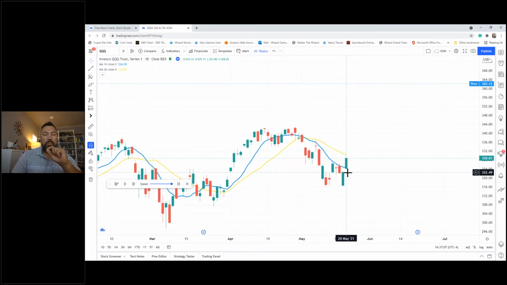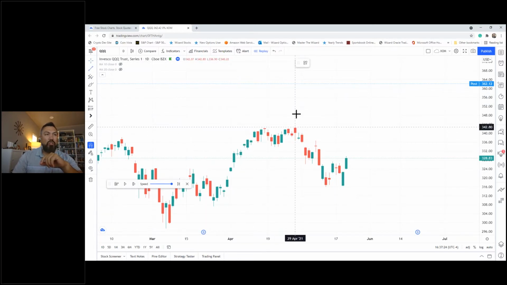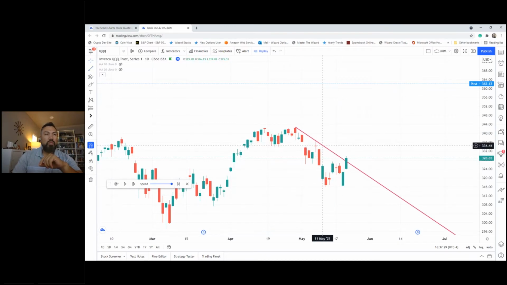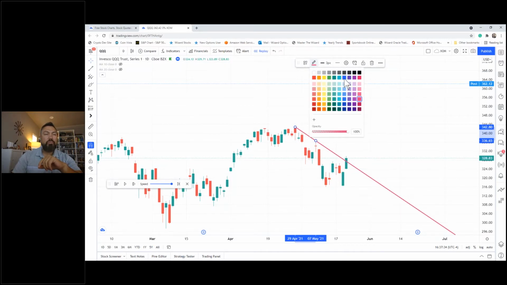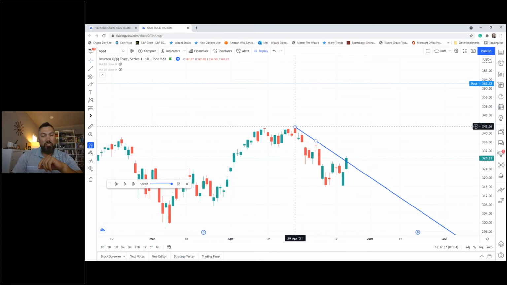So on the 20th of May, you can see where my cursor is. The market pushed bullish above the 10-day average. Now, if I get rid of these moving averages for a moment and just go to the charts themselves, if you are a classically trained chartist, then you would have had your trend line just like this. This is a classic trend line. This was a downtrend at the time. Here's this high, lower high, connected those dots.